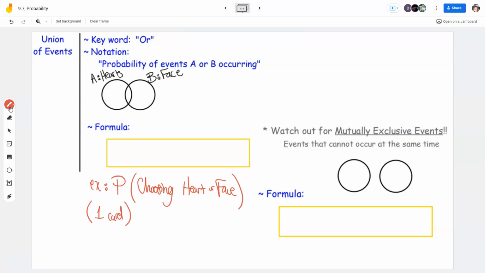Good. So how many hearts do I have? 13. But what are those? So I have 2, 3, 4, 5, 6, 7, 8, 9, 10. What else is not a face card? Ace. Okay, so all those aren't face cards. But what would need to go in here? The Jack, the Queen, and the King.